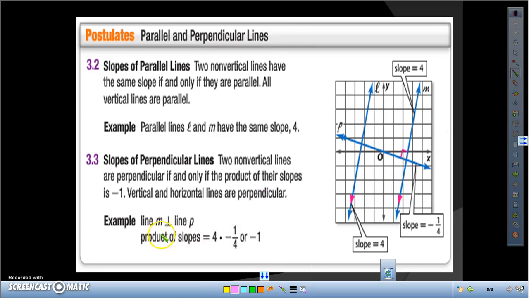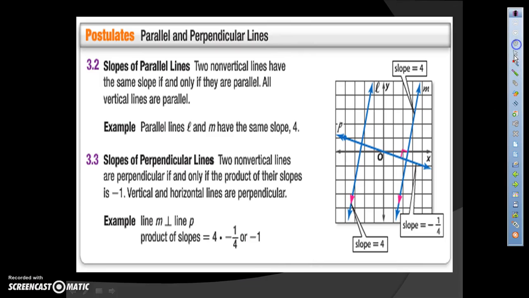Okay? And then looking at our example here, it shows us that line M is perpendicular to line P because when I multiply their slopes, I get a product of -1. Okay, so we're going to use this statement and this statement in both directions throughout our use of parallel and perpendicular lines. So let's look at an example of how this might be used.